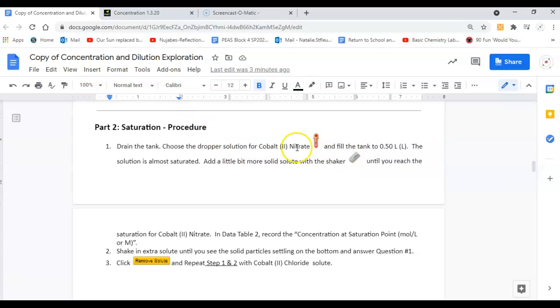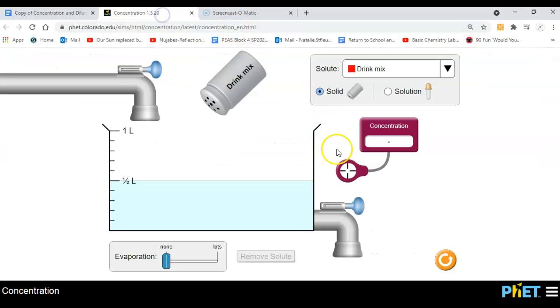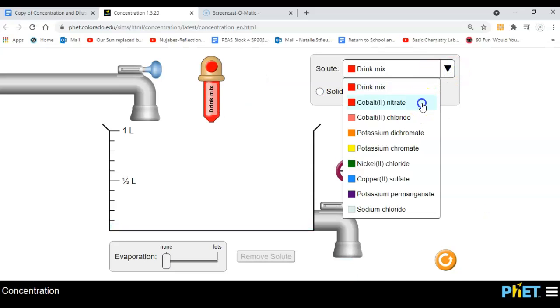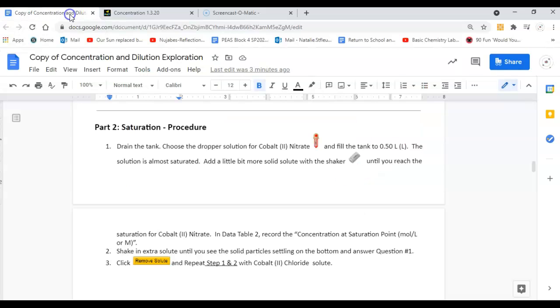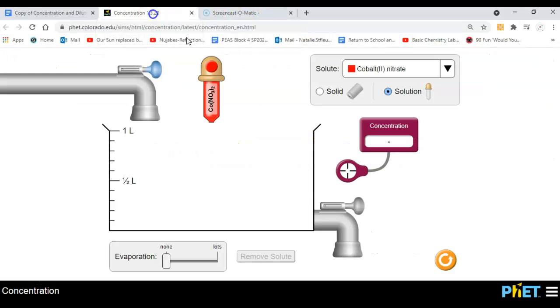So what we're going to do first is drain the tank, make sure there's no water in it, and switch to dropper mode if you're not there already, and we're doing cobalt nitrate. All right, so it says you're going to fill the tank to about 0.5 liters, so halfway. And I'm going to put my probe here.